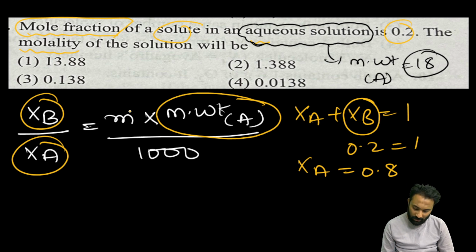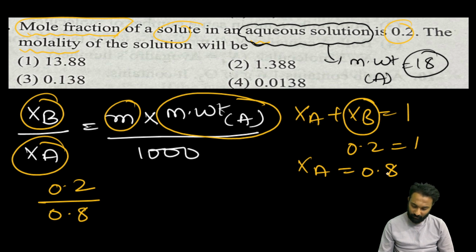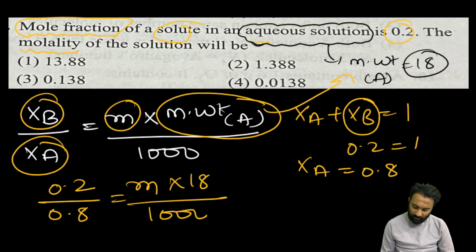Now you solve for the molality. How to solve the molality? Chi B, how much did you get? 0.2 they have given. Chi A, how much? 0.8, from here we got. So you have to calculate the molality, into the molecular weight of the solvent, which we already got, here it is 18, and divide by 1000. Now if you solve this, you will get the answer. Post the answer in the comment section.